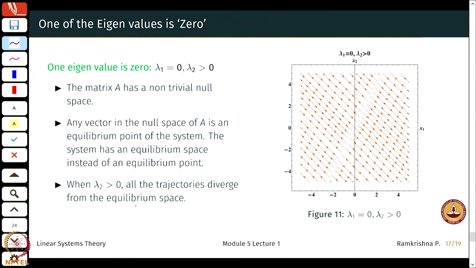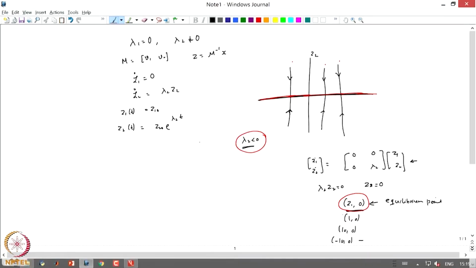Next, what if lambda 2 is greater than 0? Everything will be the same: the matrix A will still have a non-trivial null space, and any vector in the null space of A is again an equilibrium point. The only thing that will change is that all the trajectories diverge from the equilibrium space. Let me just draw it here. This is z1, this is z2, and this will be my trajectory. All trajectories will go away from the equilibrium space. The equilibrium space is the entire horizontal axis in this case.